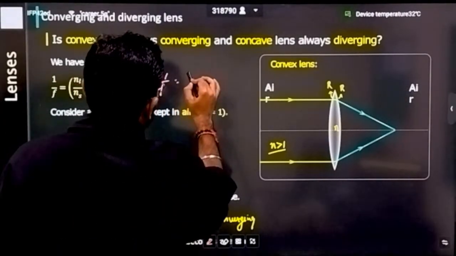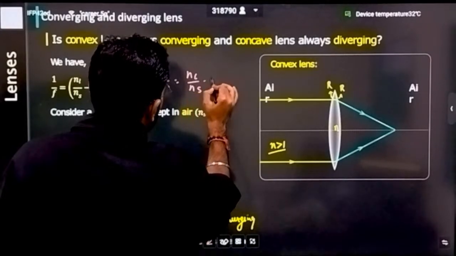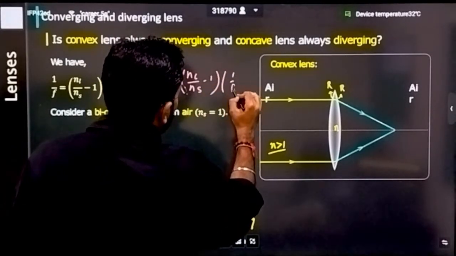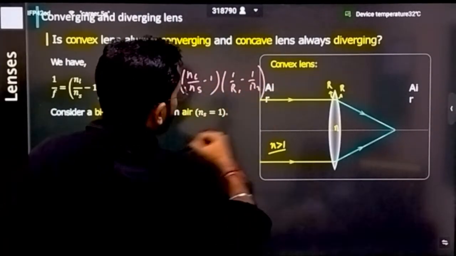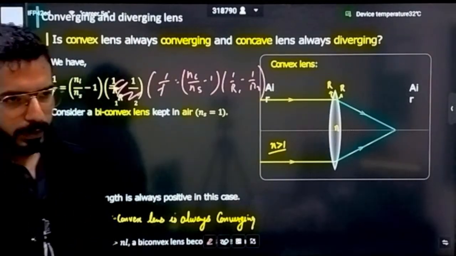This actually is 1 by f is equal to n of lens divided by n of surrounding minus 1, times 1 by r1 minus 1 by r2. Let's understand firstly for a convex lens.